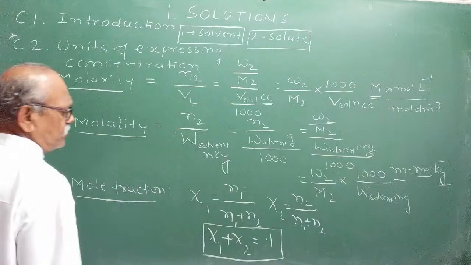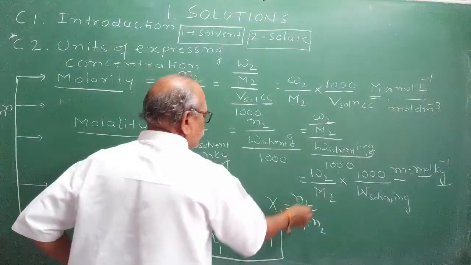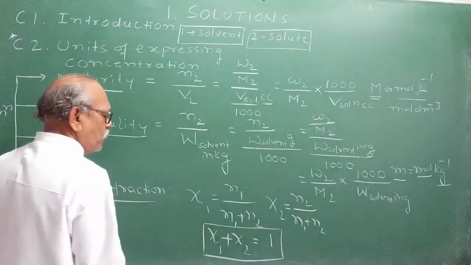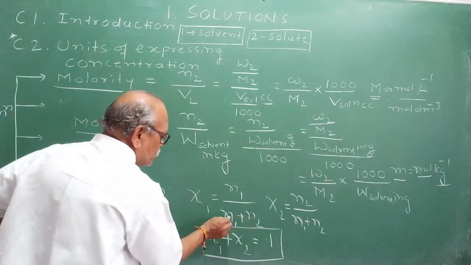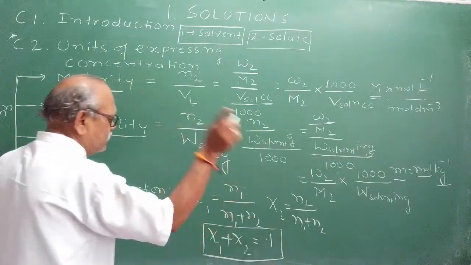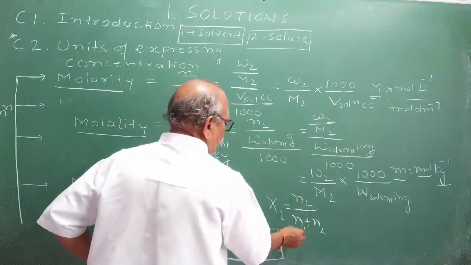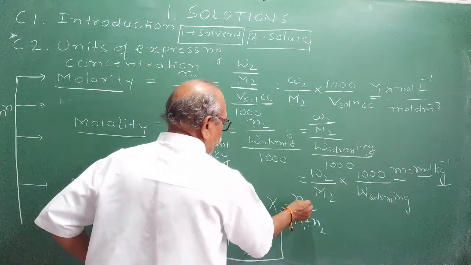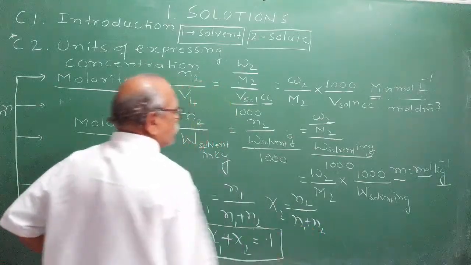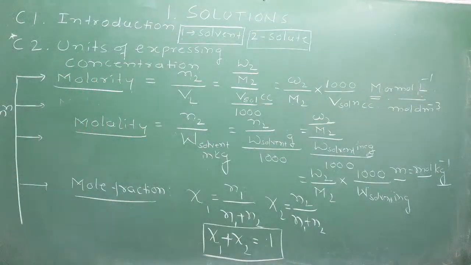And mole fraction. Suppose that there are two components. One is solvent, two is solute. Mole fraction of the solvent is given by number of moles of the solvent divided by the sum of the number of moles of solvent plus solute. 1 solvent, 2 solute. Have this convention in your mind. Mole fraction of 2, meaning solute, is N2 divided by number of moles of the solvent plus number of moles of the solute. Keep these things in your mind before you continue with the numericals.